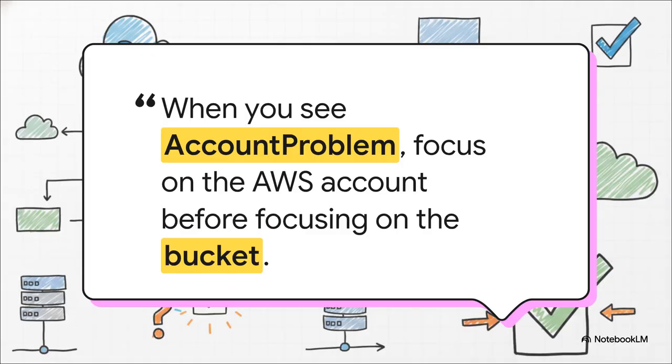The crucial point is perfectly summarized by this quote from our source material by Aaron Rose: when you see account problem, focus on the AWS account before focusing on the bucket. If you take away just one mental model from this explainer, let it be this ultimate debugging directive. Seriously, stop rewriting your code, stop endlessly tweaking those perfectly valid IAM permissions, and go verify the health of your AWS account.